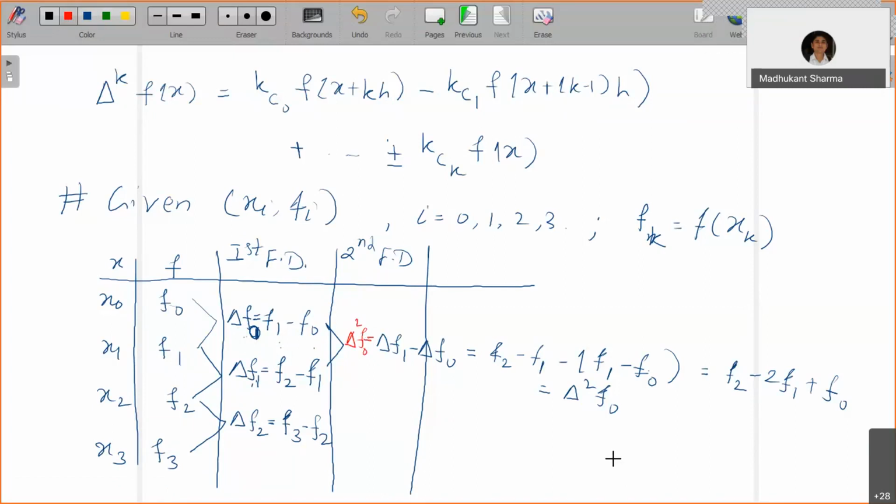So the second difference is given by delta square f naught, that is delta f1 minus delta f naught. Similarly here, you are going to have the second forward difference using these two, that is delta f2 minus delta f1. You can verify that this is delta square f1.